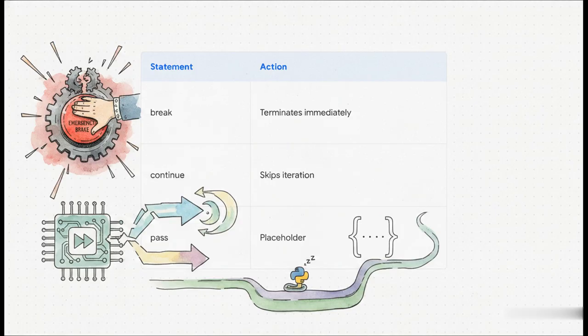Next up is continue. Think of this as your fast forward button. Instead of killing the whole loop, continue just skips the rest of the current iteration and jumps directly to the start of the next one. Finally, we have pass. This is basically a silent placeholder that literally does nothing. Use it when Python syntax demands some code, but you haven't written it yet, and you just want the loop to keep chugging along smoothly.